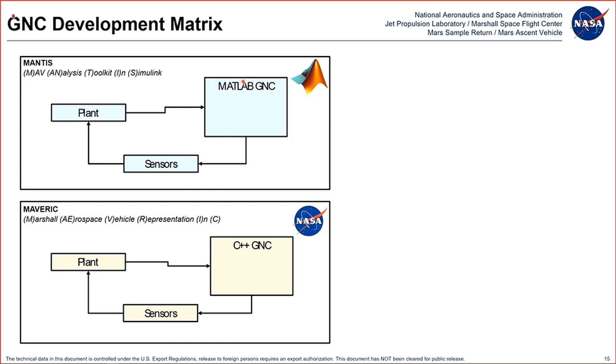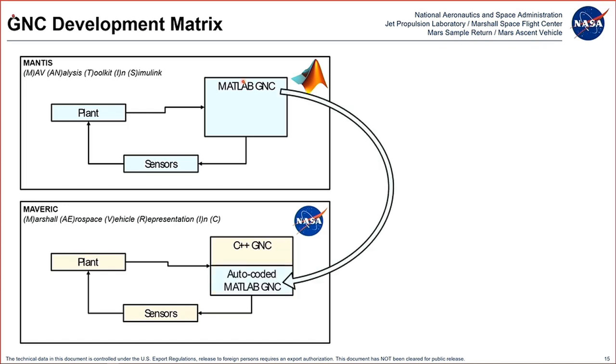And then what we do is, you see the title, Development Matrix. We do this kind of crossover thing, and this crossover thing looks like this. We can autocode our MATLAB GNC, and we can throw that into the same interface that the C++ GNC is being used for in Maverick. This essentially allows us to plug and play either GNC model and compare the differences.